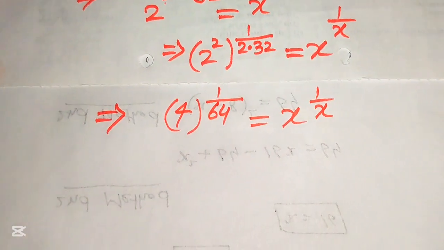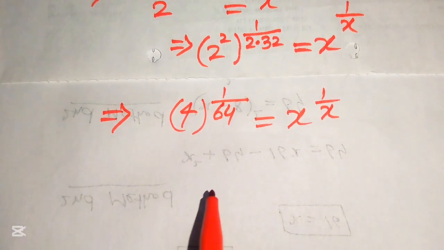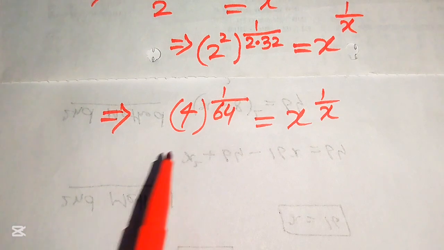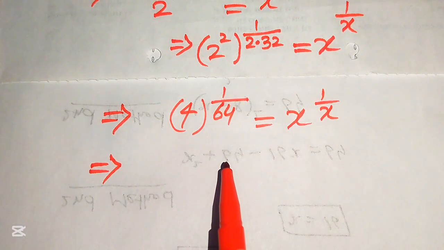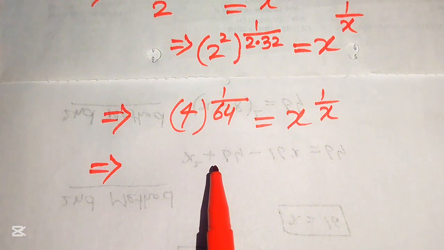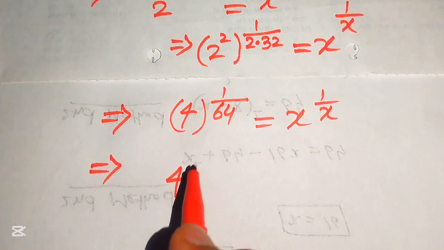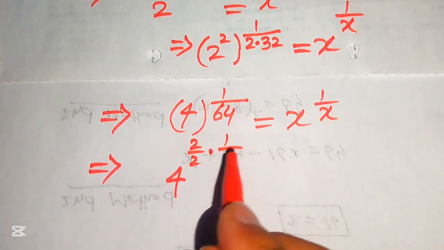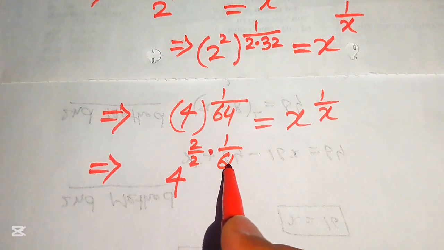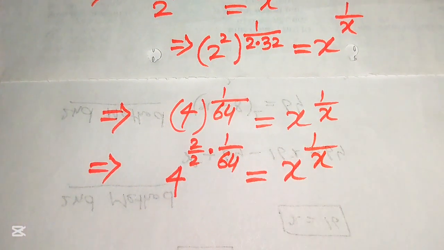So here you see that in the left hand side the exponent is not the reciprocal of its base, so we can repeat the above process again and again until we get the exponent as the reciprocal of its base. Okay, so we again repeat this process, and we again multiply and divide the exponent of 4 by 2, and it will be written as 2 by 2 multiplied by 1 over 64 is equal to x to the power of 1 over x.